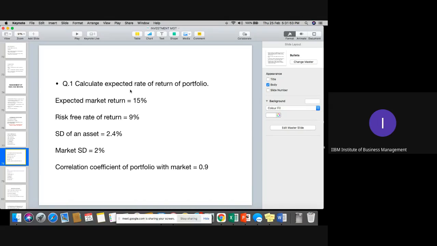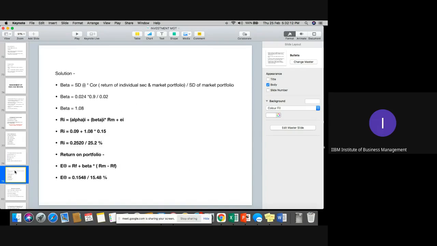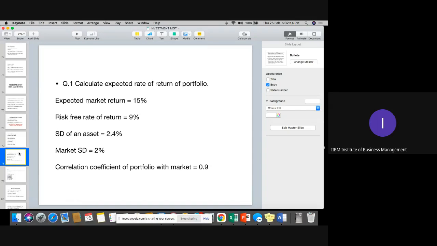Calculate the expected rate of return of the portfolio. Expected market return is given to you, risk-free return is given to you, standard deviation is also given to you, and market standard deviation is also given to you. Along with that, the correlation coefficient of the portfolio is also given to you, that is 0.9. Please note down these values and then I'll explain how to solve this question.